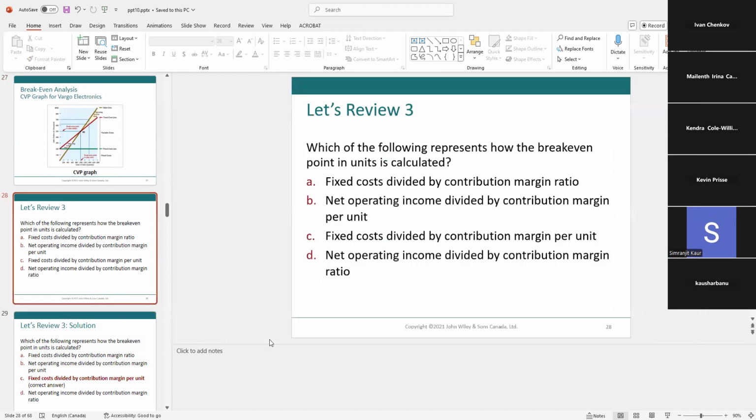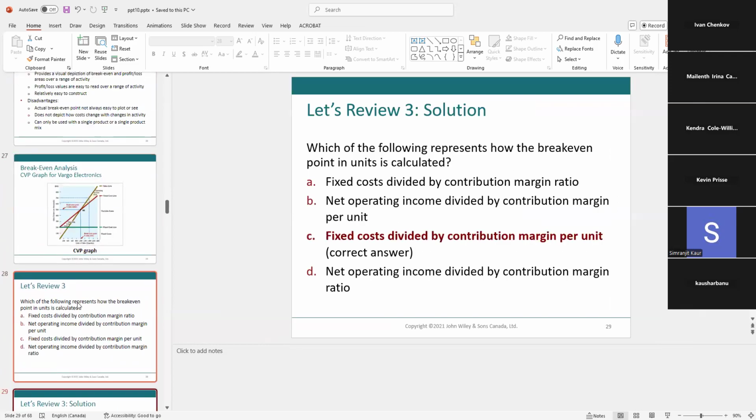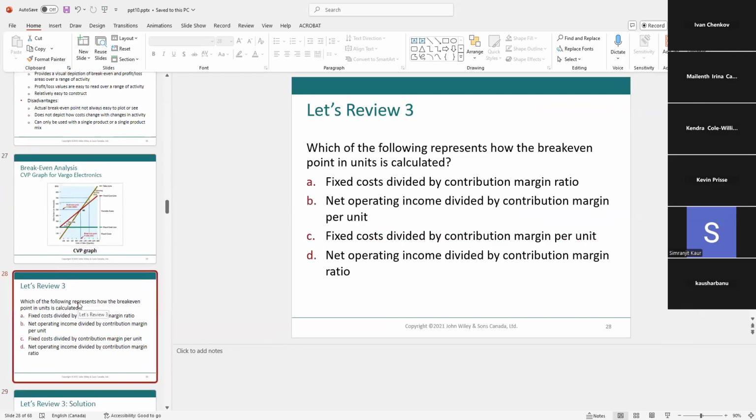Let's make it smaller so you can see the question. So now, which one of the following? I already showed you the answer, but it doesn't matter. Which one of the following represents how the break-even point in units is calculated? Fixed cost divided by contribution margin per unit. Right. Which one represents how the total sales to get to the break-even point is calculated?